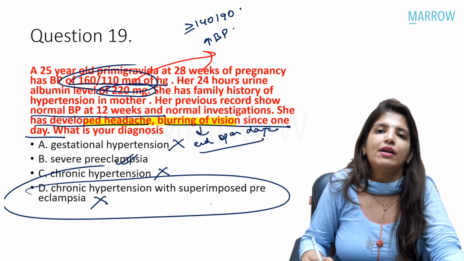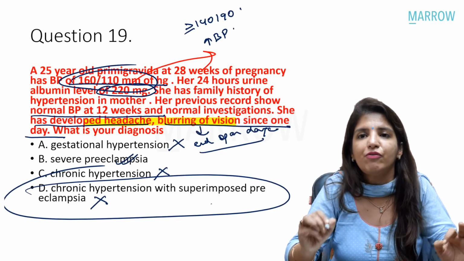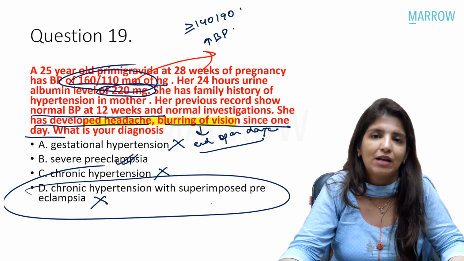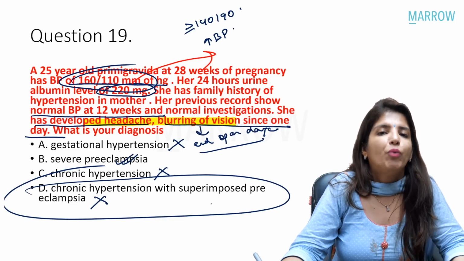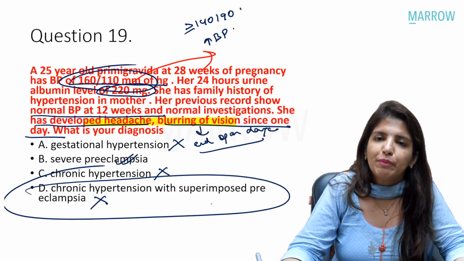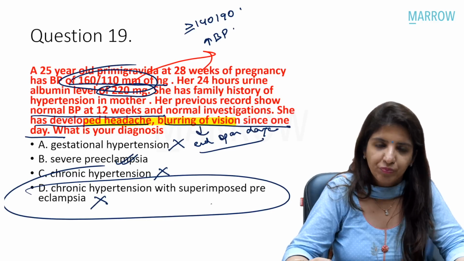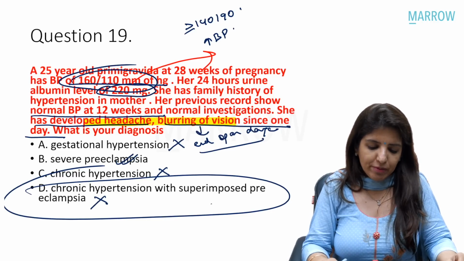The terminology in PIH. PIH in itself is a very, very important topic, right? So you have to know what is eclampsia. You have to know what is HELLP syndrome. You have to know when you have to terminate pregnancy in mild preeclampsia, in severe preeclampsia, in eclampsia, and in HELLP syndrome, right? Then question number 20.